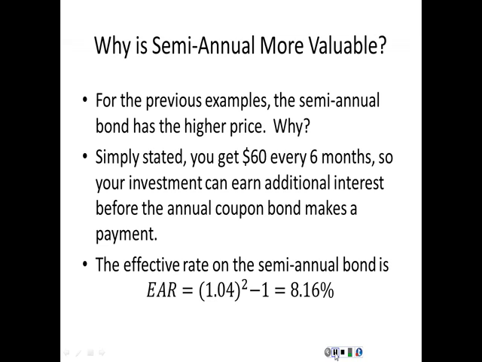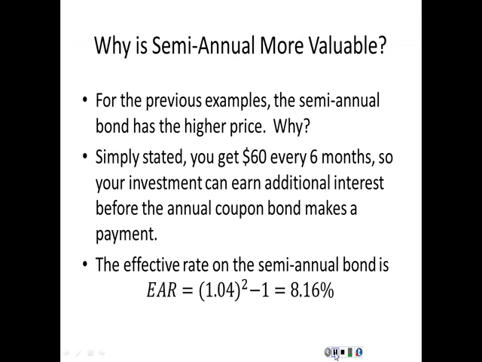Well, the reason is you get your coupons sooner. So there's more value in that when the bond's trading at a higher price. So I get $60 every 6 months instead of waiting a whole year to get $120. Well, why does that matter? Well, it just means that the first $60 gets invested for an additional 6 months.